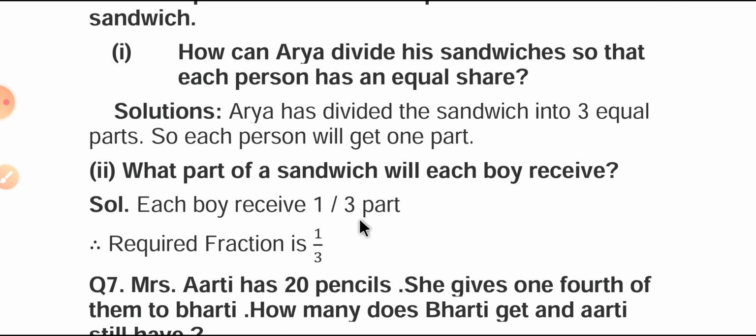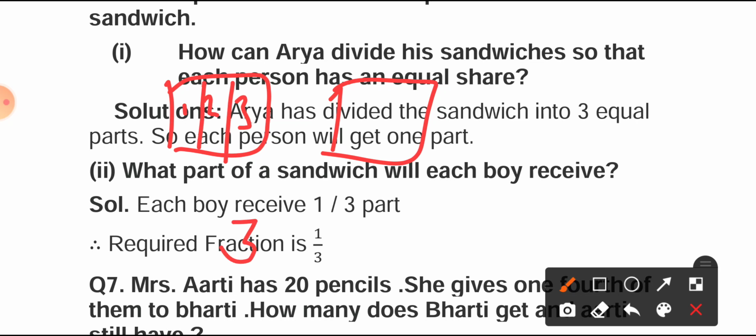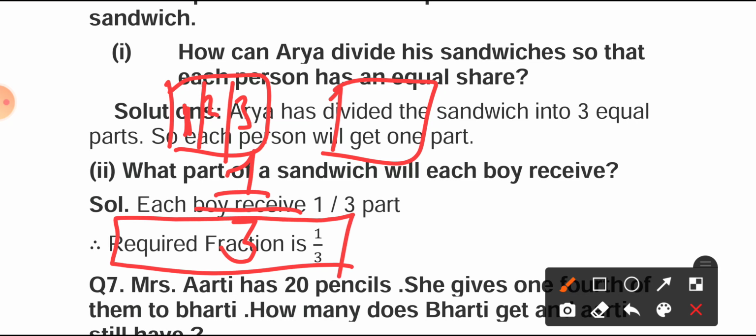You can see, how many sandwiches are there? 2 sandwiches, first and second. Arya will divide each into 3 parts. So how many total parts are there? 1, 2, 3. So we will write 3 in the denominator, and one boy will receive only one part of one sandwich. So it will be 1/3. So the required fraction will be 1/3, or each boy will receive 1/3 from each sandwich.